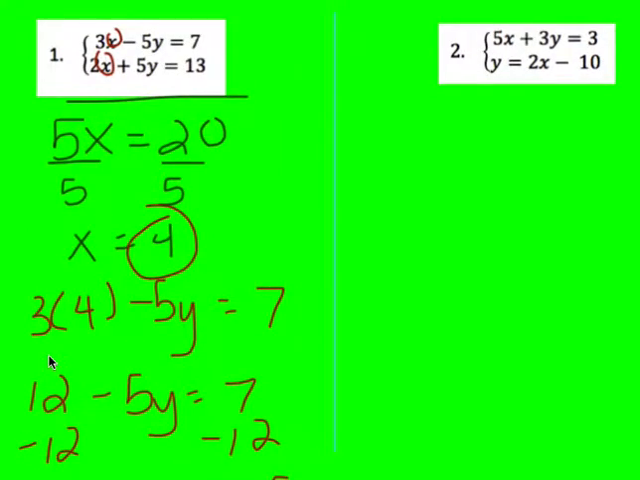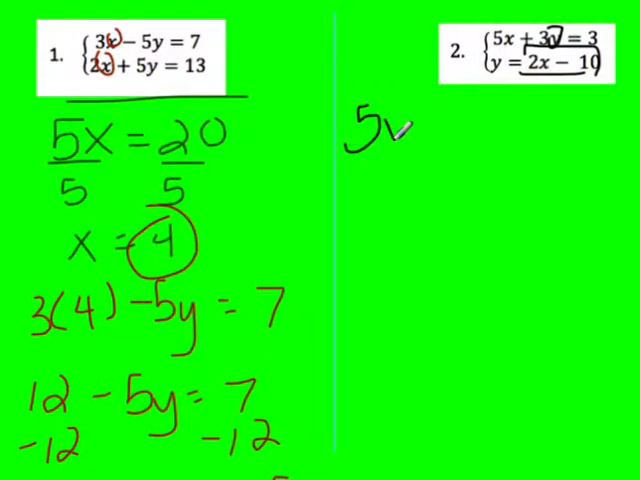Next, let's take a look at number 2. Now I see for number 2 that it's already solved for y. It gives me y equals. So that means the easiest way to solve is substitution. Does that mean you can't use elimination? Absolutely not. If you want to use elimination, you can. But to me, this one's easier to use substitution because it's already solved for y.